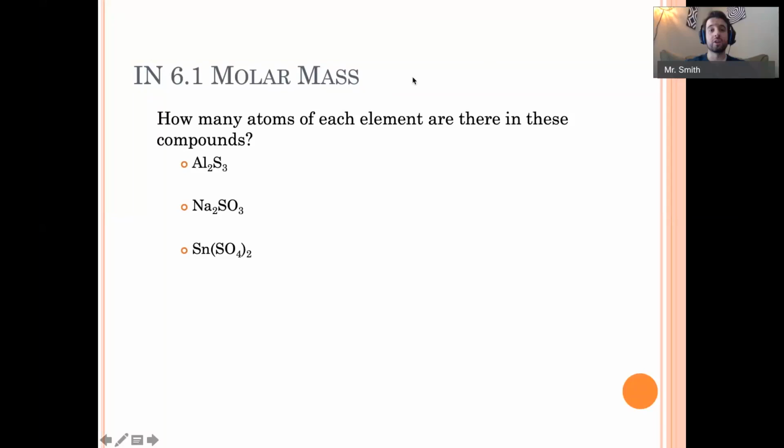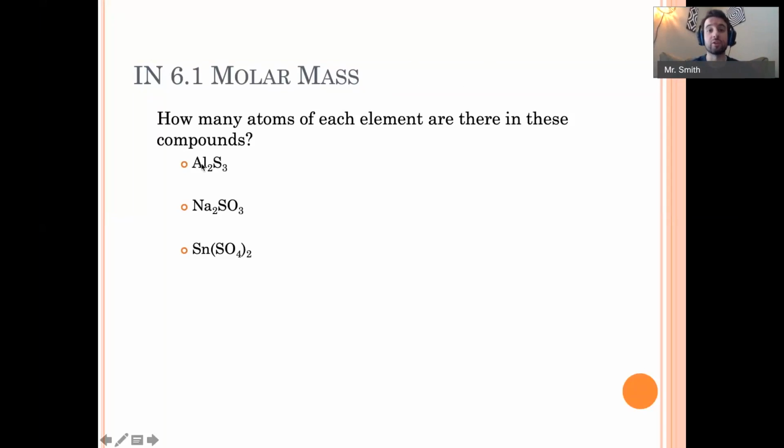Hey folks, today we're going to be talking about this thing called molar mass. In order to do that, one of the first things we're going to have to do is review how we count the number of elements we have in a formula. So below here we have three formulas.